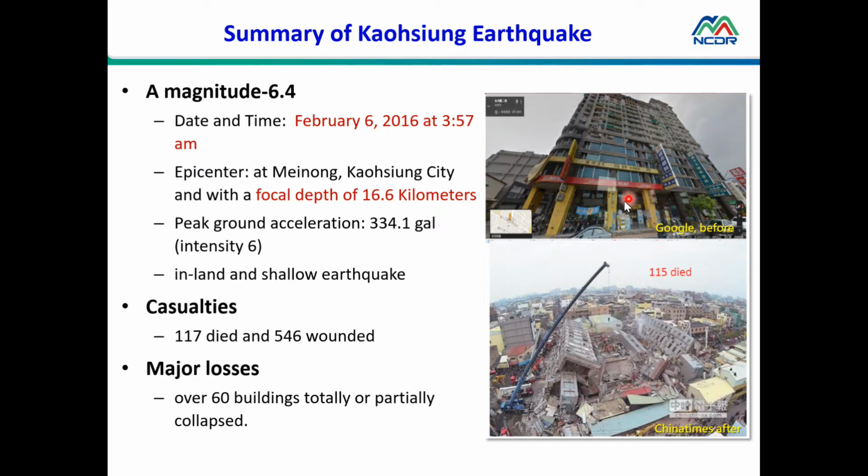You see, this building, this is before and after. I will explain how the building collapsed. Here, above this is the residential part. Beneath this floor is commercial use. So there is an electronic shop on the first to third floors, and other shops and offices on the other two floors. Because of insufficient shear force, this building totally collapsed, and 115 people died beneath the debris.